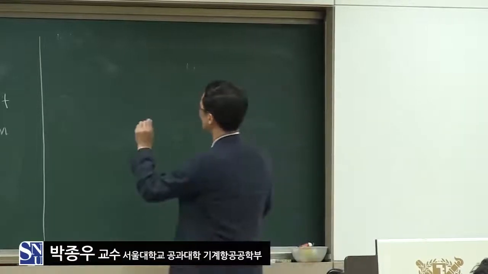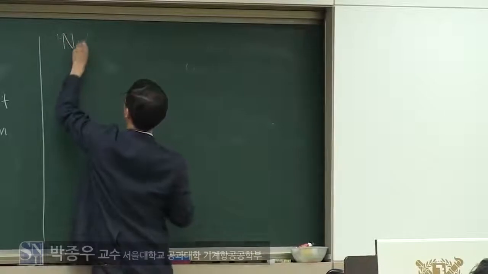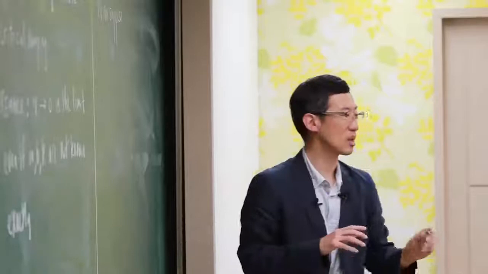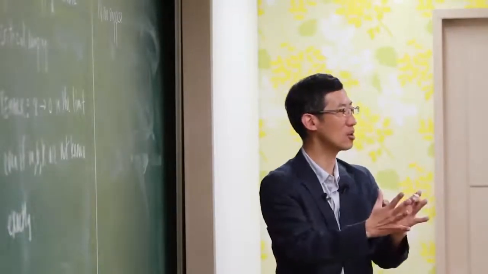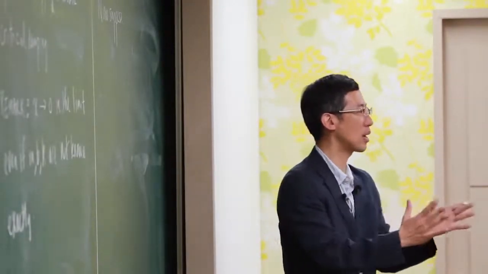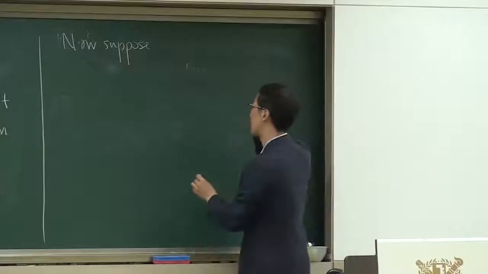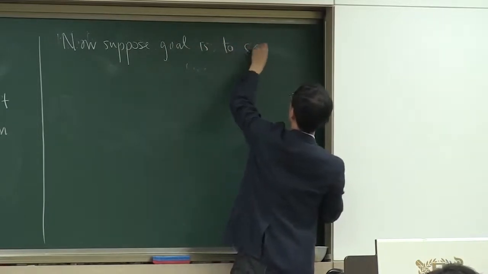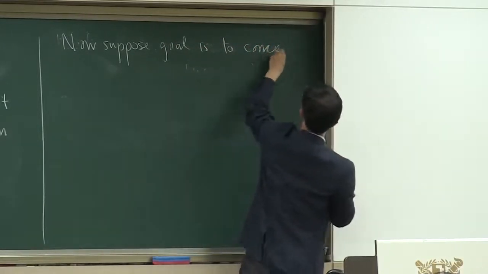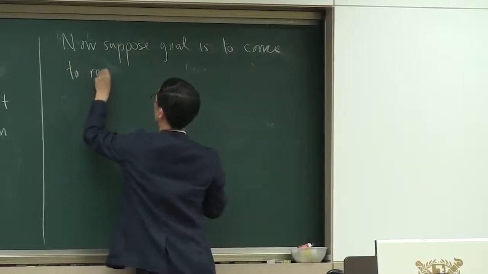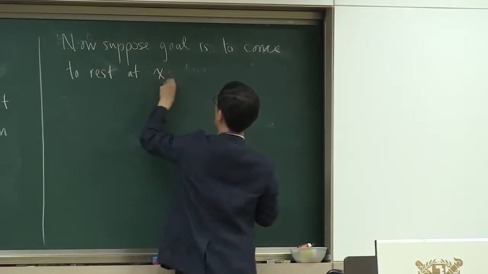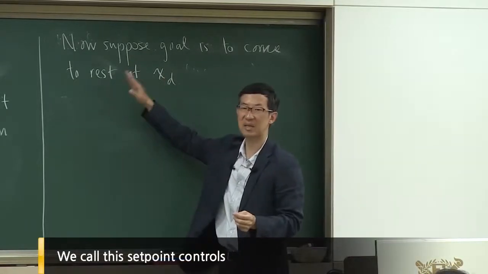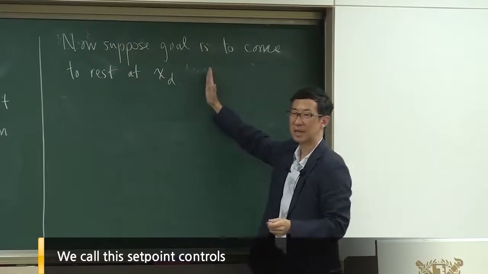All right, so now let's change it a little bit. Suppose the goal is slightly modified. Instead of going to 0, we want it to go to some arbitrary xd. The goal is to come to rest at xd. Again, coming to rest means the velocity and acceleration at xd should be 0.